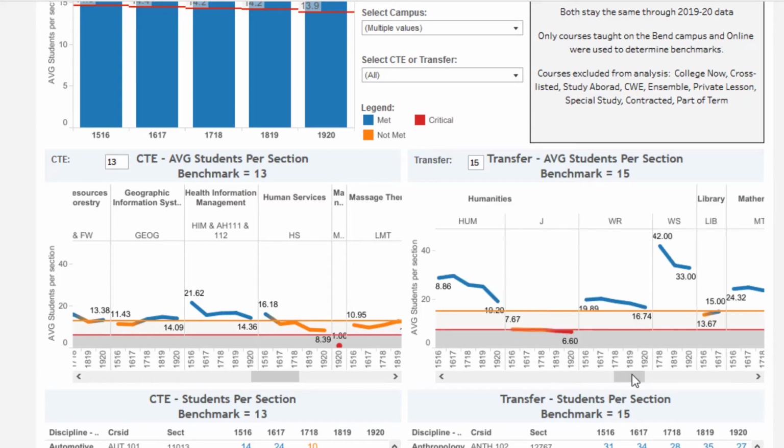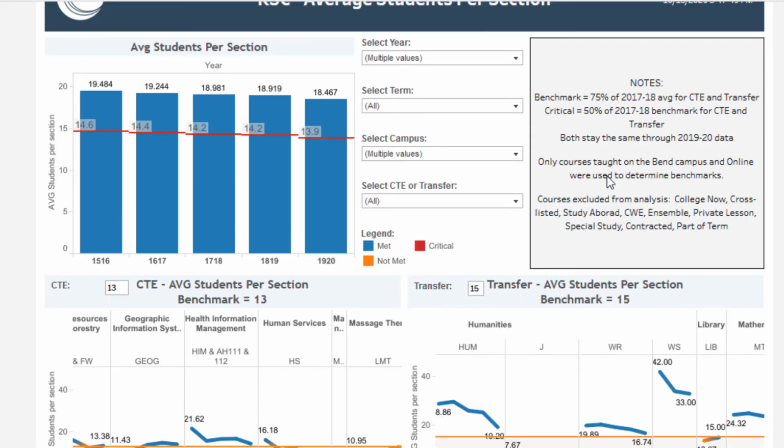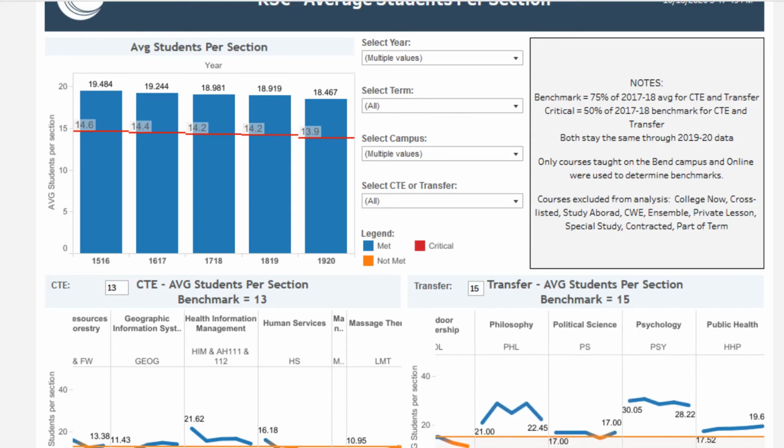And the reason I bring this up is because when something is horizontal, that means it doesn't vary much. For example, I just stopped at journalism right here, J. Journalism starts at 7.67 back in 1516 and then goes to 6.60. That's a change on average of one student per section, but that change was enough to drop it from the benchmark threshold to the critical threshold. But journalism actually is one of the more consistent programs in transfer. I mean, many of them are pretty consistent.